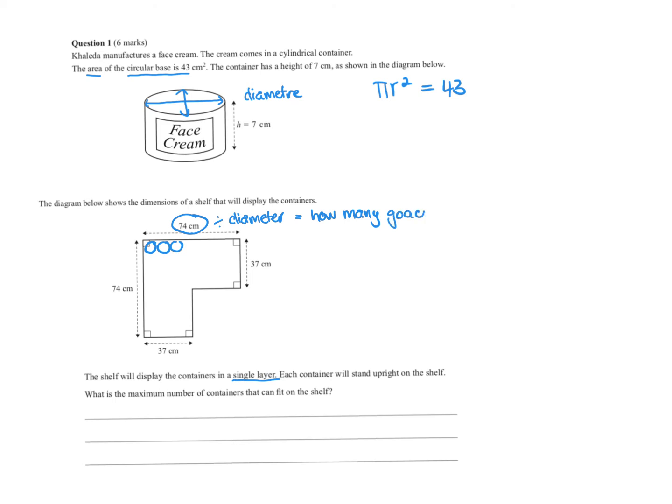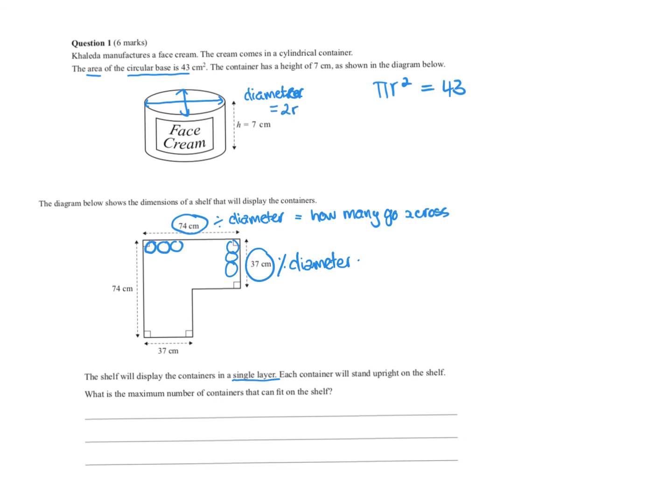And if we go across, and then if you divide the other way, go across, and then if we divide 37 also by the diameter, we'll see how many we can go along there as well. So we need to find the diameter, which is equal to 2 times the radius.